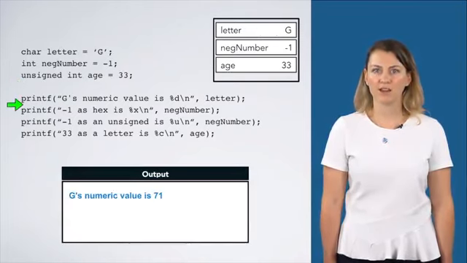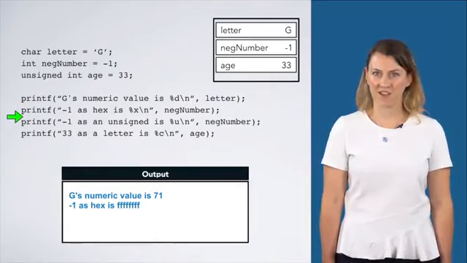Next, we print neg number, which is -1, as a hexadecimal number. If you work out how -1 is represented with a 32-bit signed integer, you will find the hex value is FFFFFFFF. Our next statement uses %u, which formats an integer as an unsigned decimal number.